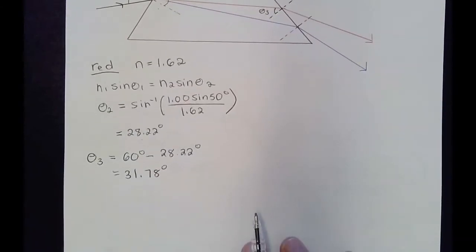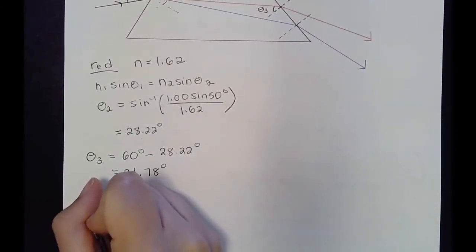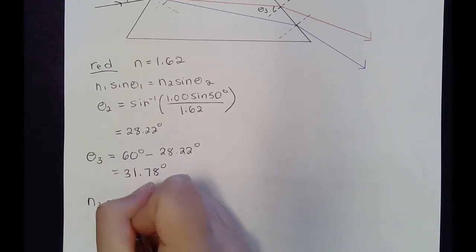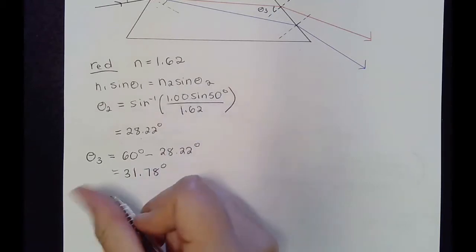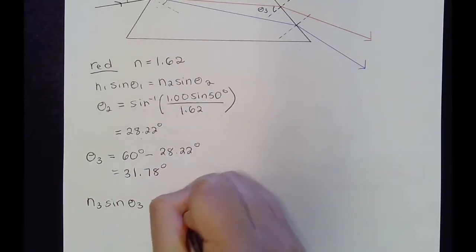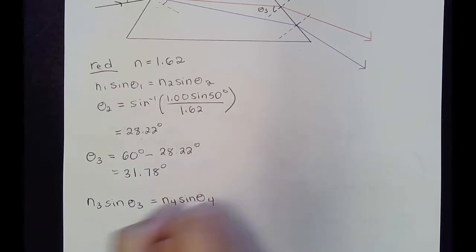And the last step is to apply Snell's law again there. So now I'm going to have, do we want to call it N3? It's still the index in the glass or in the prism. So N3 sine theta 3 equals N4 sine theta 4.